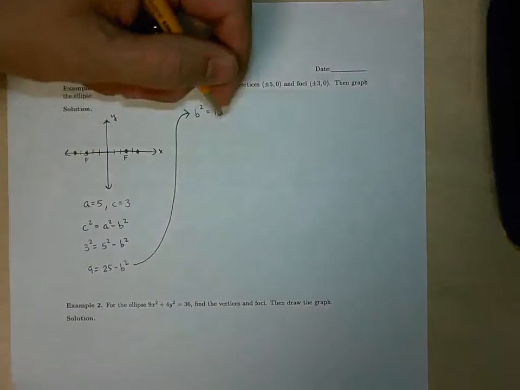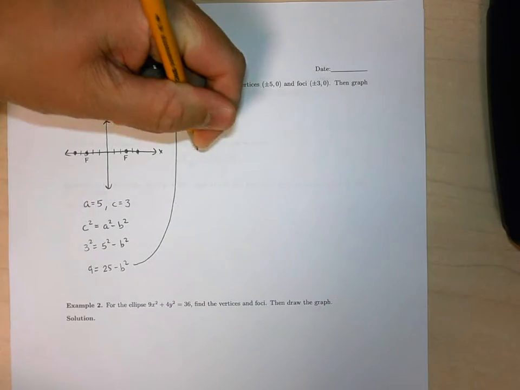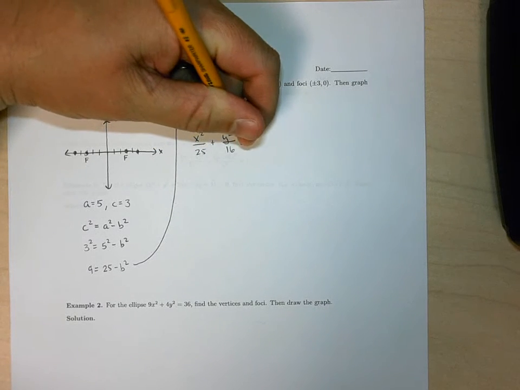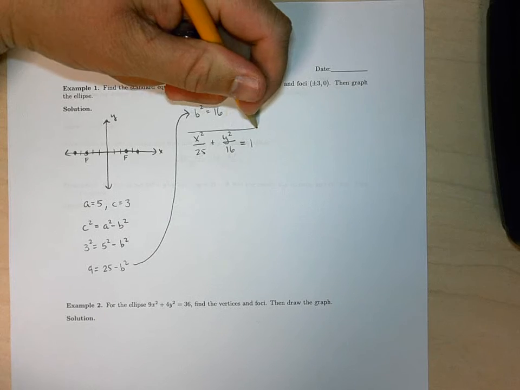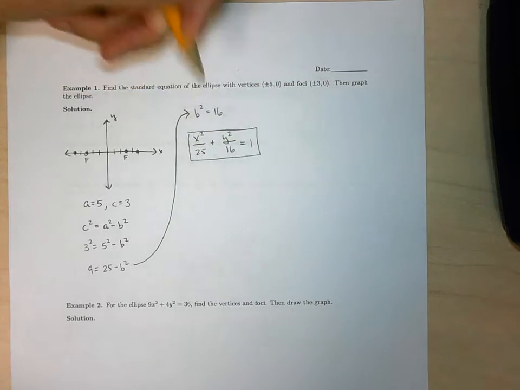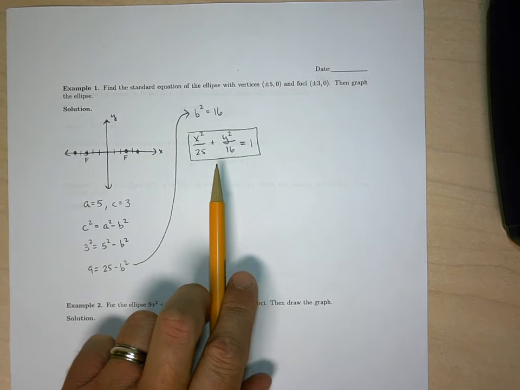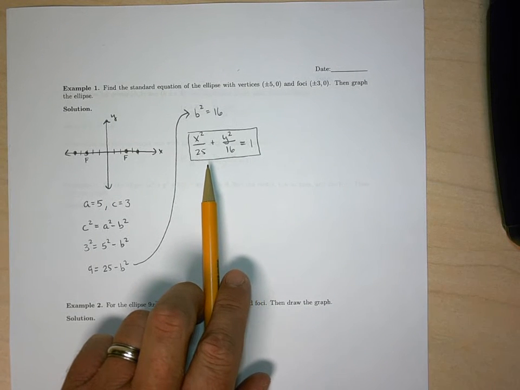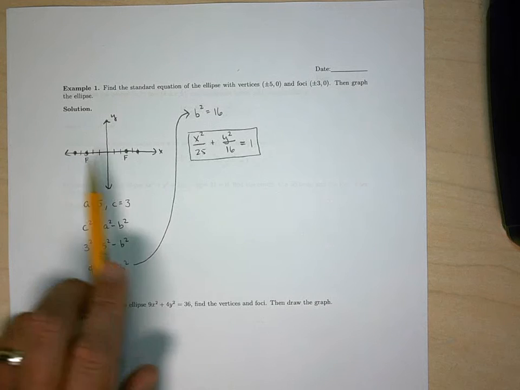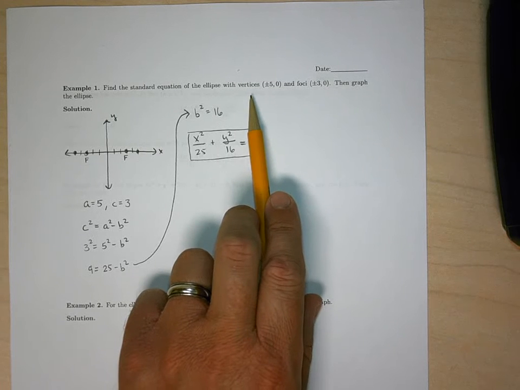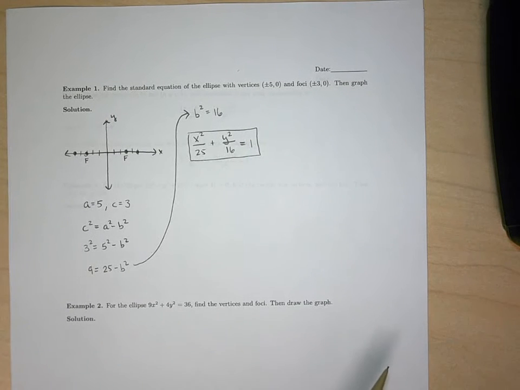So the equation can be written as x squared over 25 plus y squared over 16 equals 1. Again, I know that the bigger number of 25 and 16, in other words of a squared and b squared, goes underneath x squared because the horizontal axis is the major axis. I knew that the horizontal axis was the major axis because the word vertices is used to describe the endpoints.